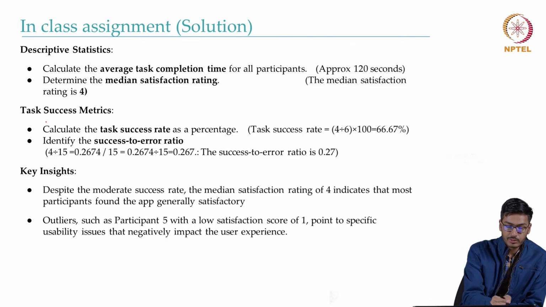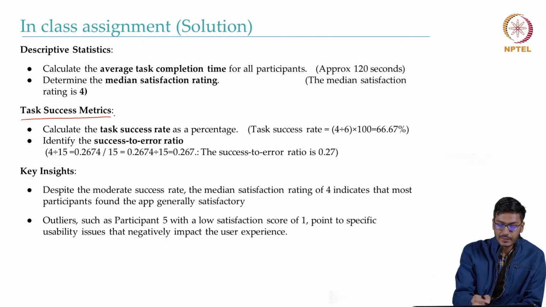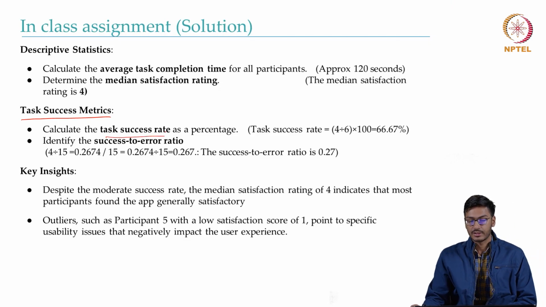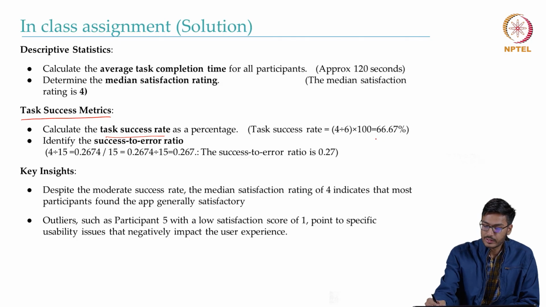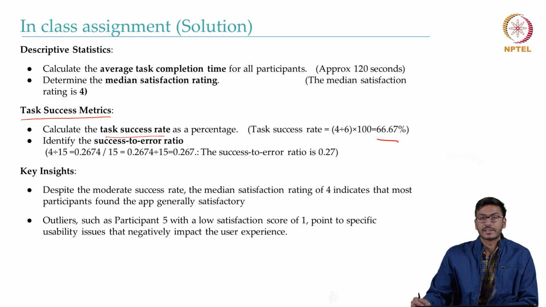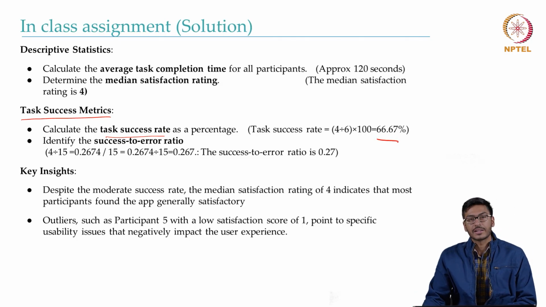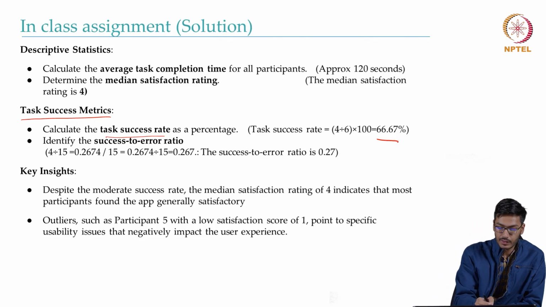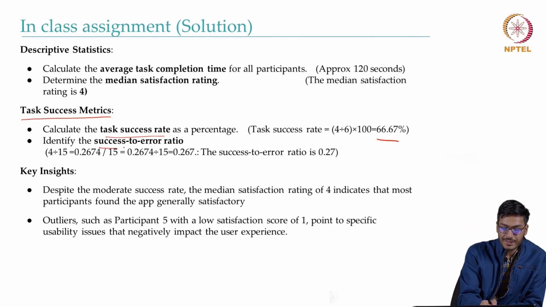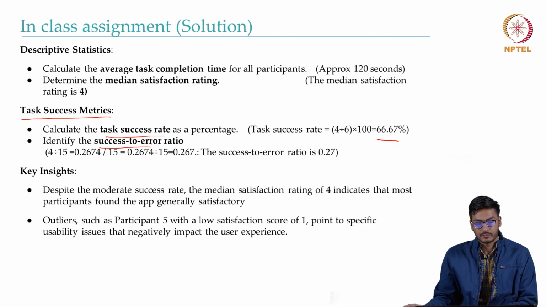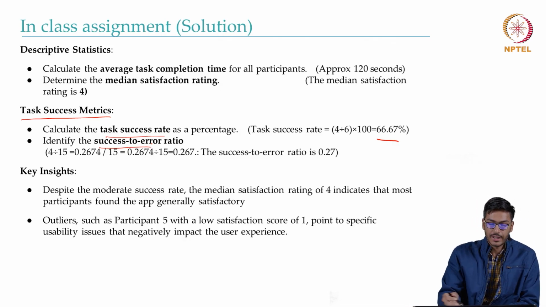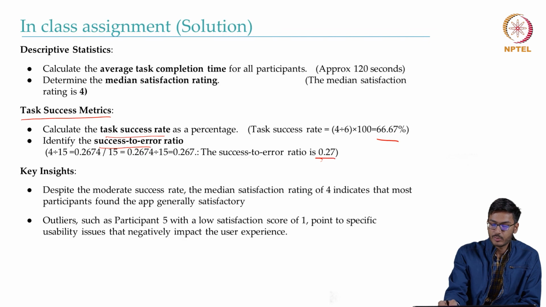Then we come on to task success metrics, which include calculating the task success rate as a percentage. It comes out to be 66%. 4 out of the 6 participants completed the task successfully. We also need to calculate the success to error ratio, which on calculation comes out to be 0.27.